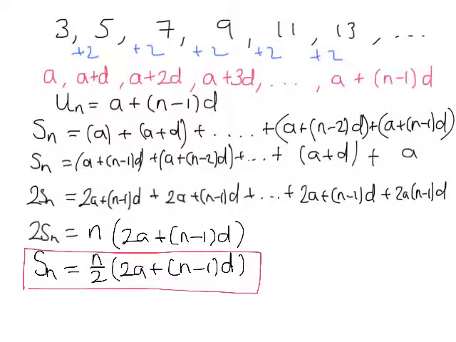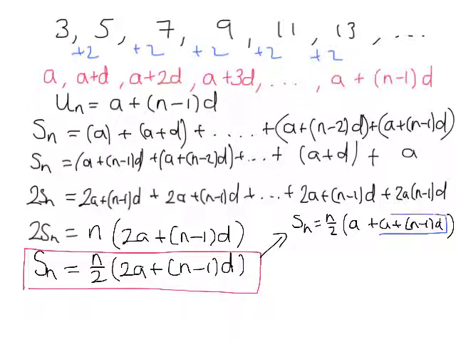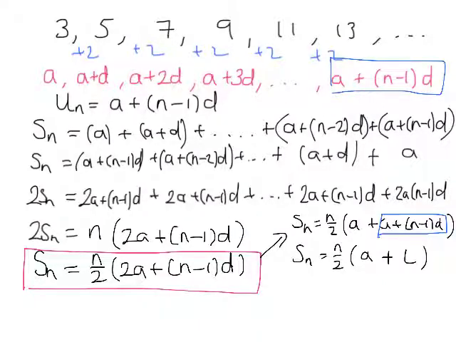We've got an alternative form of this. Another way we can write this is if we just split up this 2a into an a plus a, and then we've got our n minus 1 times d. You should be able to spot that a plus n minus 1 times d is the same as our formula for the nth term of a sequence. So another way that we could find the sum of the first n terms is to do n over 2 times a, the first term, plus the last term of the sequence.